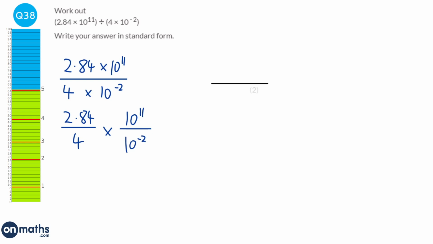So we're going to just do the bus stop method. So 4 on the outside, and we've got 2.84 on the inside. 4's into 2 don't go, so carry the 2 across. 4's into 28 go 7, and 4's into 4 go 1.